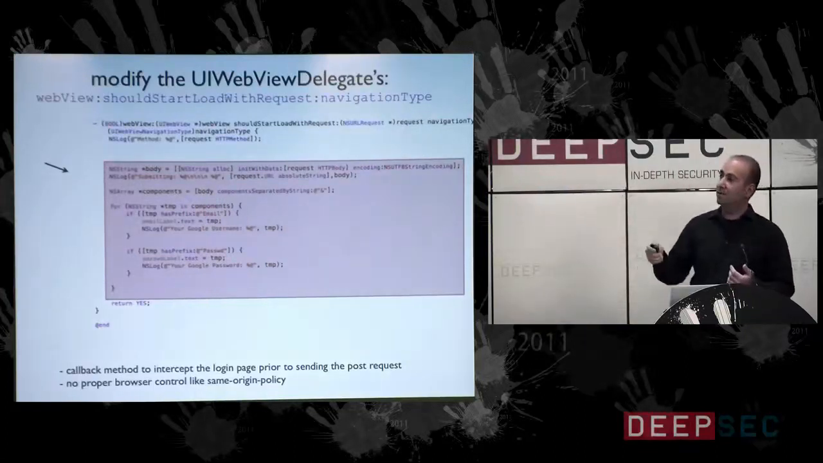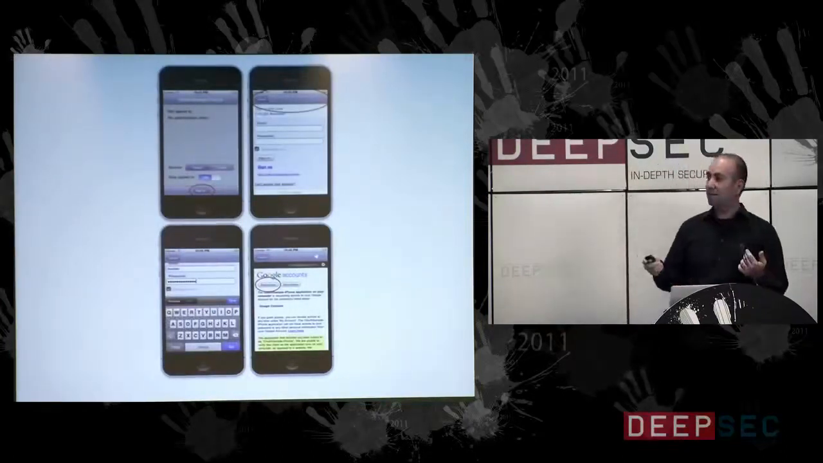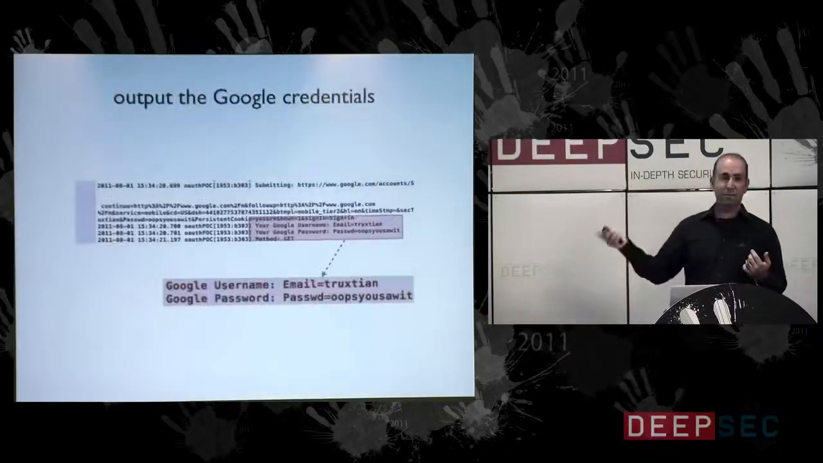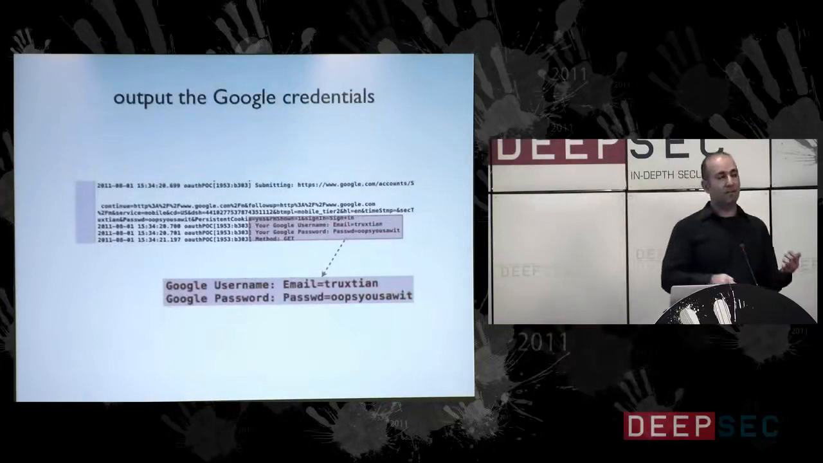And while we're doing this, the user is going through a typical OAuth flow on the mobile device, not realizing that in the background we're capturing the username and password. So here we're just logging it, but we could easily send it to an external server.